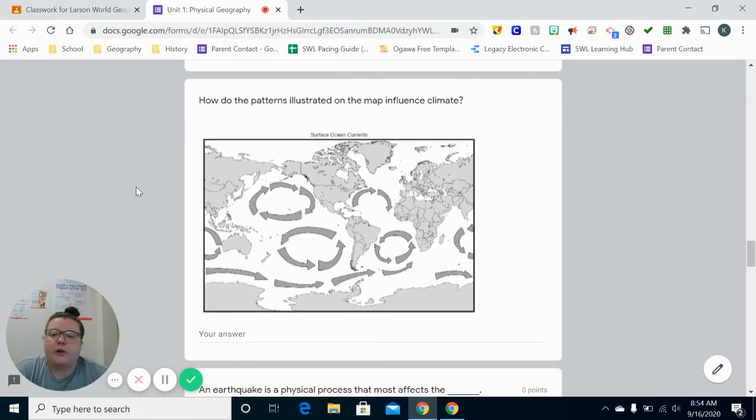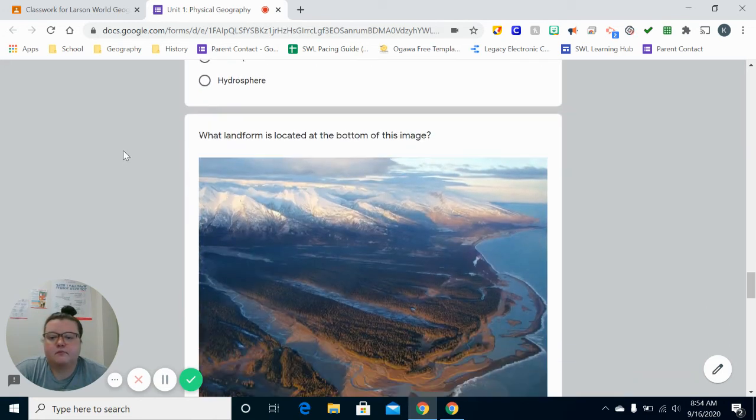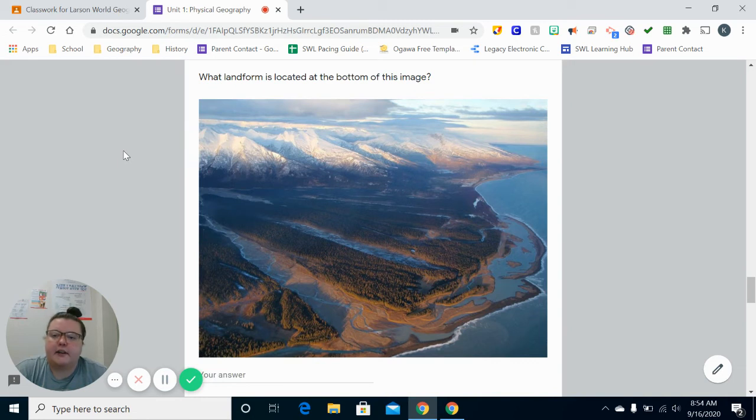For question 10, I want you to tell me, how do the patterns illustrated on the map influence climate? 11, an earthquake is a physical process that most affects the blank. Is it A, biosphere, B, lithosphere, C, atmosphere, or D, hydrosphere? Next, I want you to tell me, what landform is located at the bottom of this image?